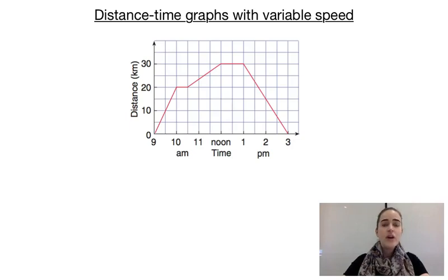In this video, I want to have a look at distance time graphs with variable speed. So this is what we started looking at when we introduced distance time graphs: graphs that look like this and have straight line segments. Now the problem with these sorts of graphs in reality is that objects don't move like that.